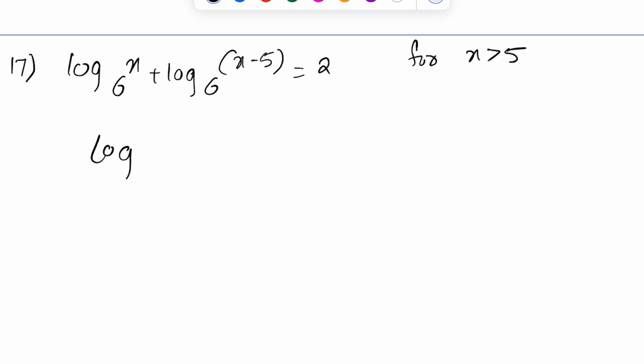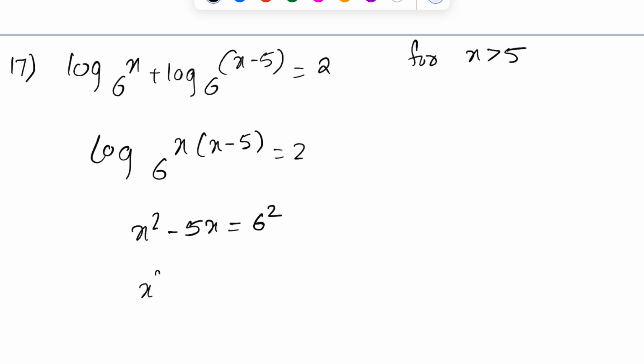So log of x times (x minus 5) to the base 6 equals 2. Converting logarithmic form into exponential form, it becomes x square minus 5x equals 6 square. So x square minus 5x equals 36.